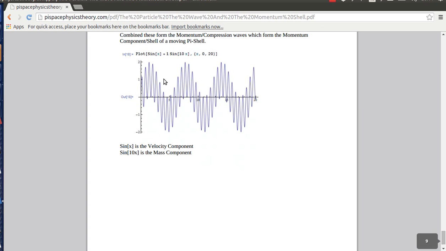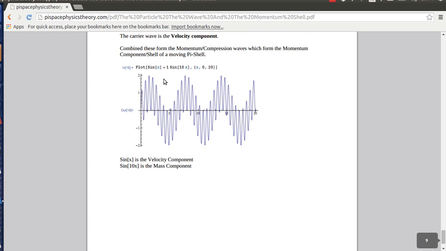In PySpace, the way you visualize the waves within the momentum shell is as a wave within a wave. The outer wave, which is the sine x here, is the velocity component, and the sine 10x here indicates a mass of, say, 10, and it's carried. So one wave carries the other wave. In the PySpace theory, the mass waves are said to be carried non-locally.